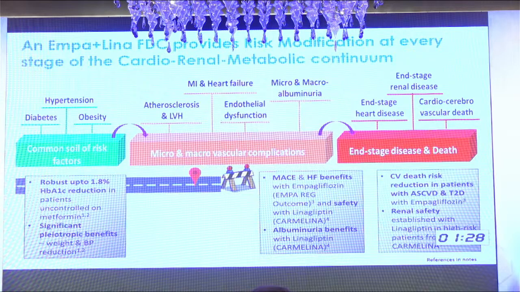So the combination of empagliflozin and linagliptin, that's what I'm talking about, would allow a 1.8% reduction in HbA1c. It significantly has pleiotropic benefits like weight and BP reduction. It has MACE and HF benefits and albuminuria benefits, as we already discussed. And of course, we know that they also have CV death and renal safety benefits.